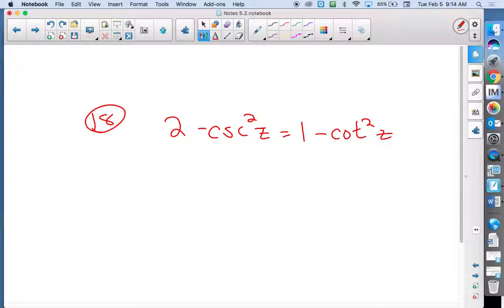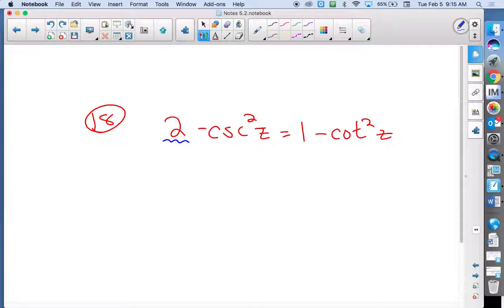Ben comes in late and still on task. What'd you do, Ben? The first thing I did was I split the 2 into 1 plus 1, so that it was 1 plus 1. This guy right here? Yeah.